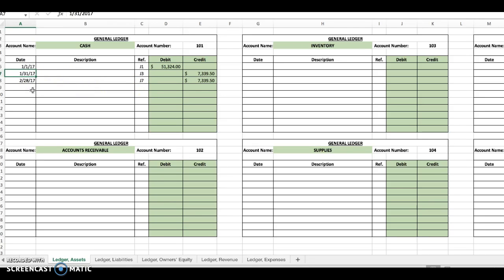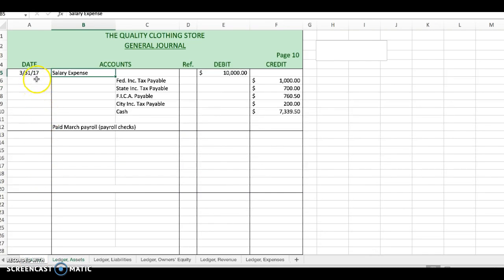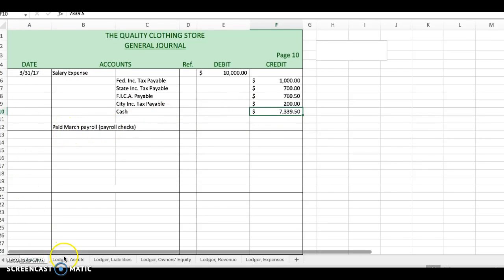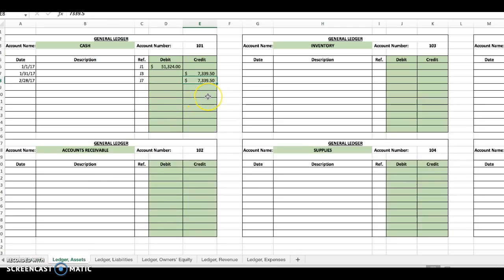So at the end of January, we would have credited 7339.50 to cash. And in February, we would have again credited cash by 7339.50. And that's because the entry in January and February would be the same as it is in March. So cash is credited by that amount. That is the amount that we have credited to cash. That's the amount that we have spent. So cash is reduced by that amount each month. We will do that again in this entry.